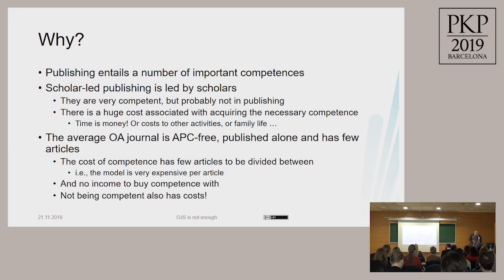The average open access journal is APC free, published alone, and has few articles. And that means that the cost of competence has very few articles to be divided between. That means that the model is very expensive per article. And there is no income to buy competence with. And you should remember that not being competent also has a cost. I mean, it will reduce the distribution of the content. That is a cost to authors and to scholarship in general.